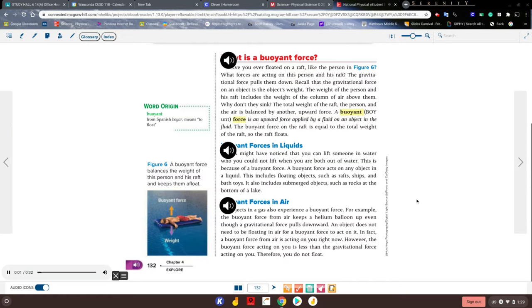Buoyant forces in air. Objects in a gas also experience a buoyant force. For example, the buoyant force from air keeps a helium balloon up even though a gravitational force pulls downward. An object does not need to be floating in air for a buoyant force to act on it. In fact, a buoyant force from air is acting on you right now. However, the buoyant force acting on you is less than the gravitational force acting on you. Therefore, you do not float.